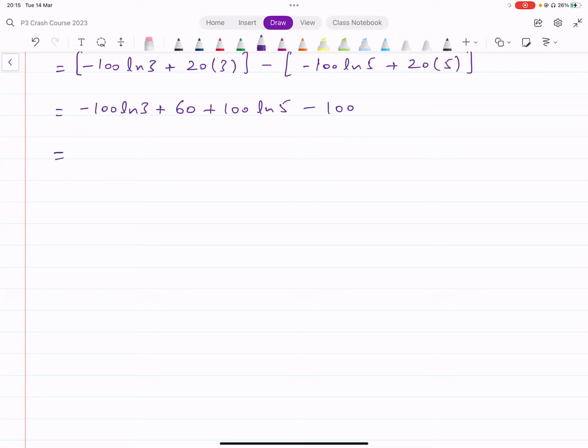You would write the log terms together. So you have 100 ln 5 minus 100 ln 3 plus 60 minus 100, that gives you minus 40. You would write this as a single log term. You would not leave it like this if they had asked for an exact number. How would you write this as a single log term? To be able to use the log rules, the division law, the multiplication law, you want the coefficient outside to be 1. Right now it's 100. What you can do is you can take 100 common. That leaves you with ln 5 minus ln 3 inside. And you have minus 40 outside.